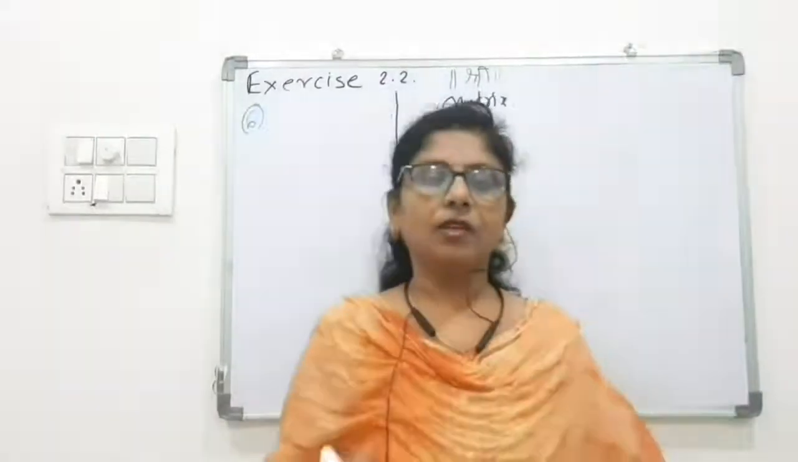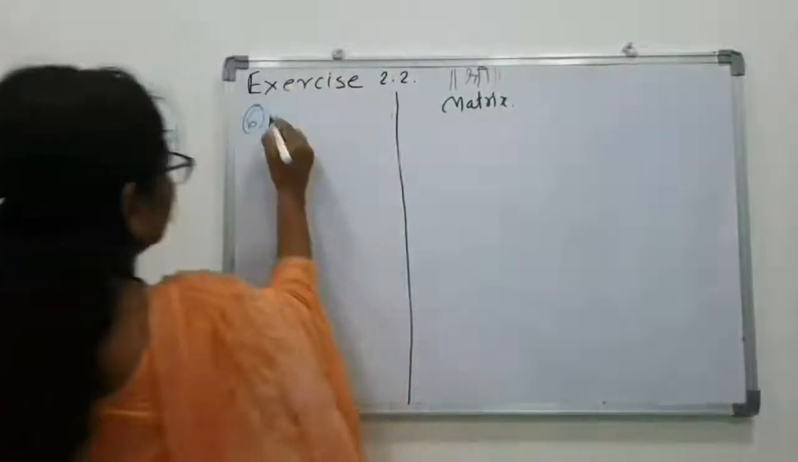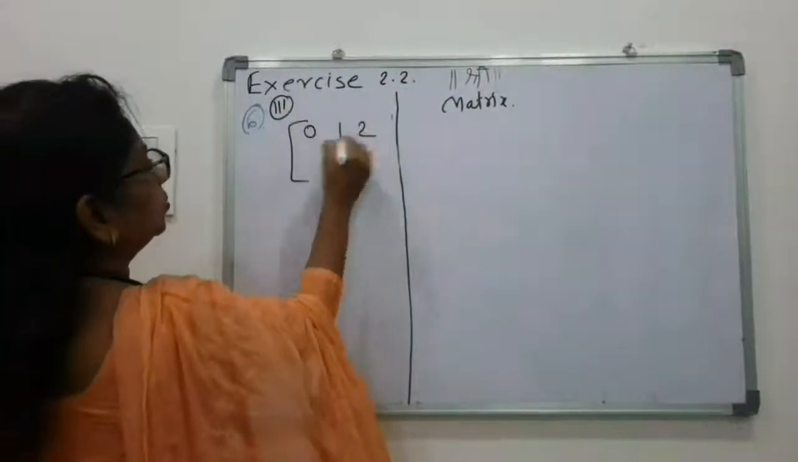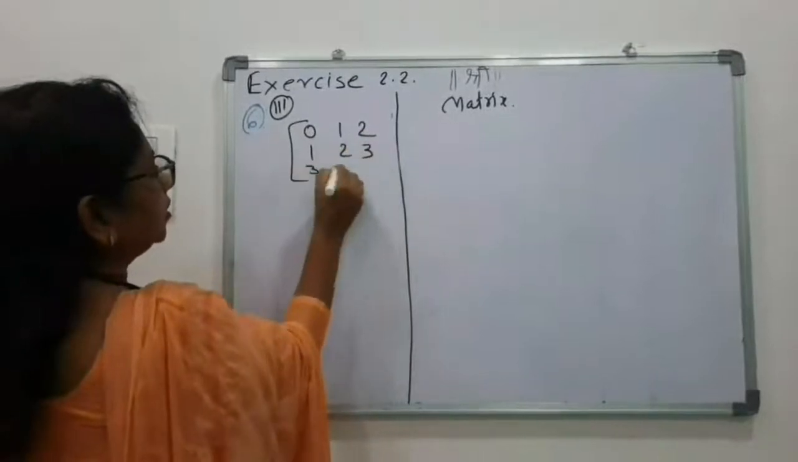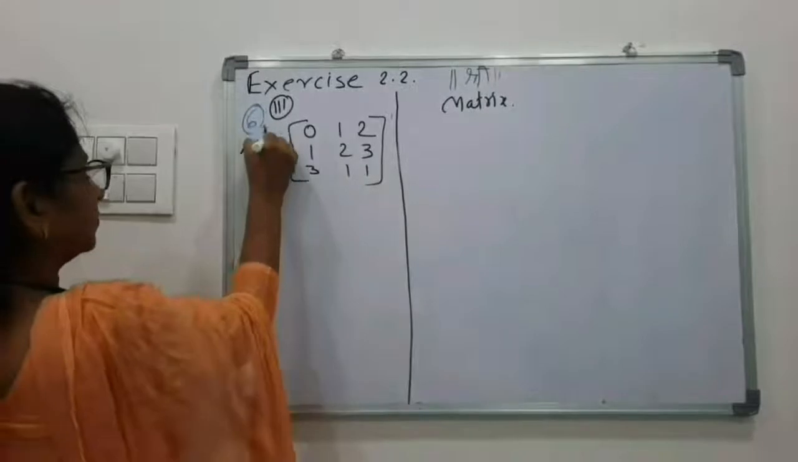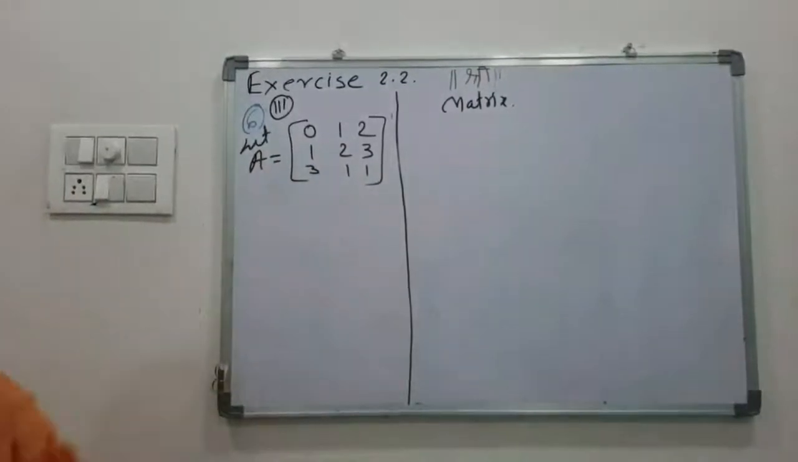Okay. Now let us come to matrix 3 of example 6. What is the matrix? 0, 1, 2, 1, 2, 3, 3, 1, 1. Now let us denote this again as A. Let A be the matrix 0, 1, 2, 1, 2, 3, 3, 1, 1.